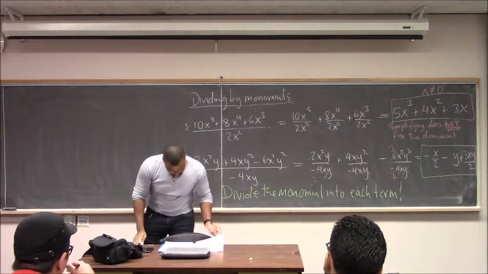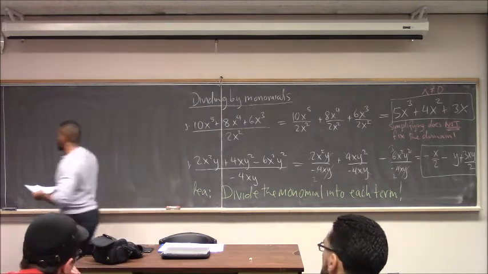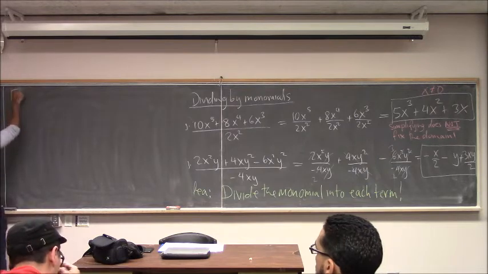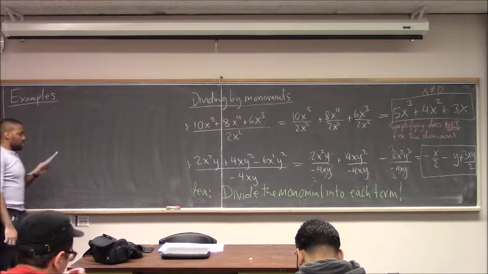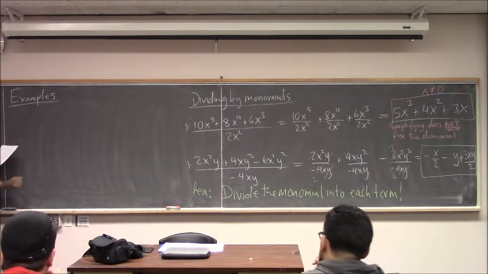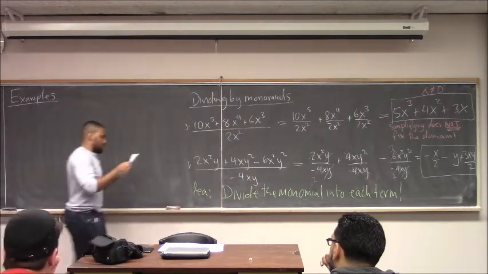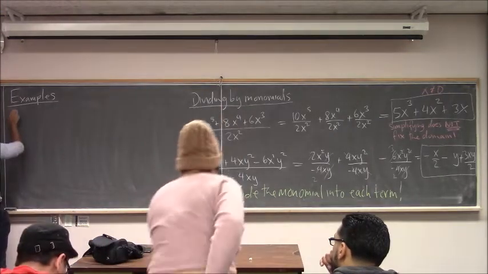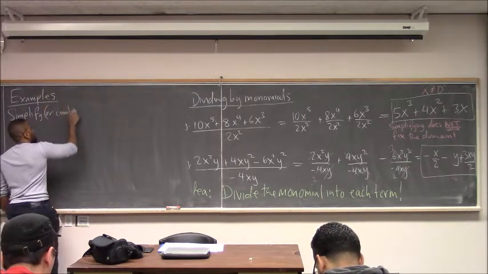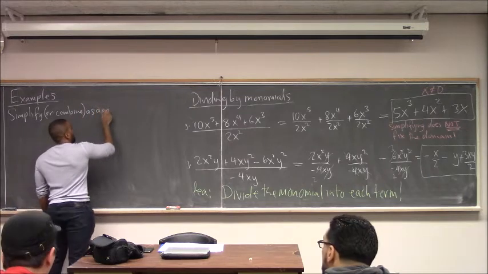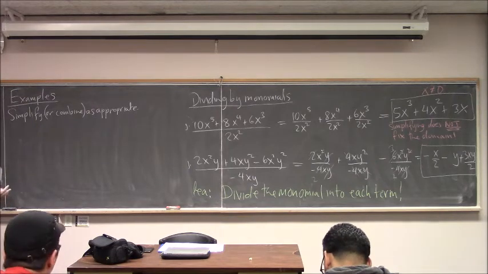Okay, now let's move on to some more robust examples. Make sure we all know our rules and we can apply them effectively. These are some more general examples. And what I want you to do here is we're going to simplify them or combine as appropriate. So whatever I give you simplified, if there are several things, I want you to combine them into one thing.